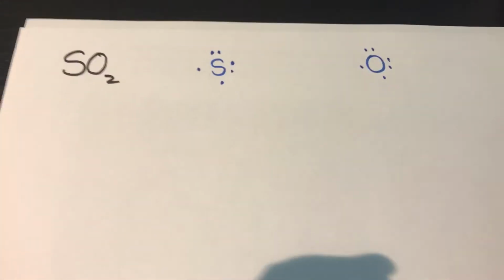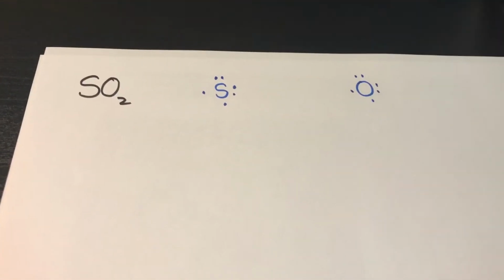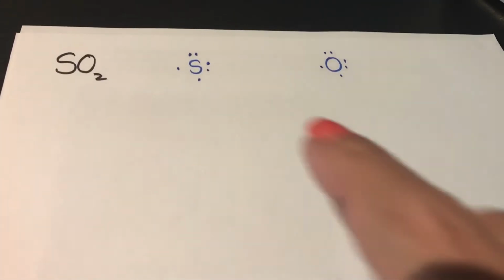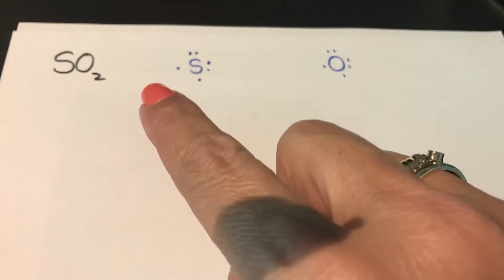Lewis structures can sometimes be complicated, but you need to understand that it is how electrons are arranged around an element that determines what happens and how they will form bonds. If you look, for example, at SO2, one sulfur and two oxygens.